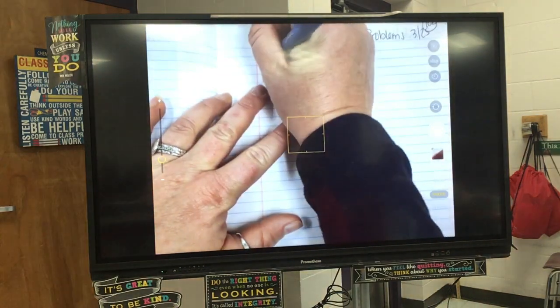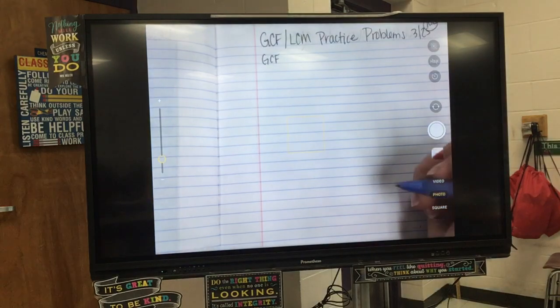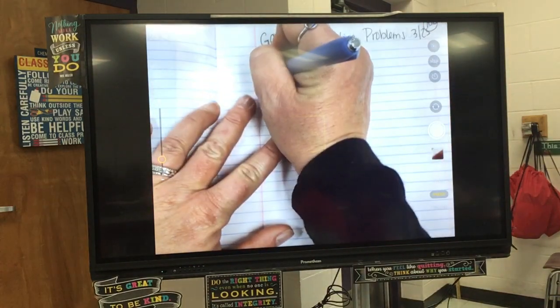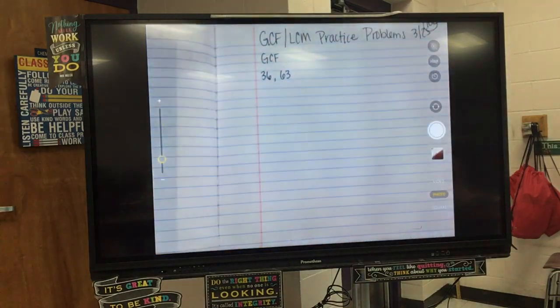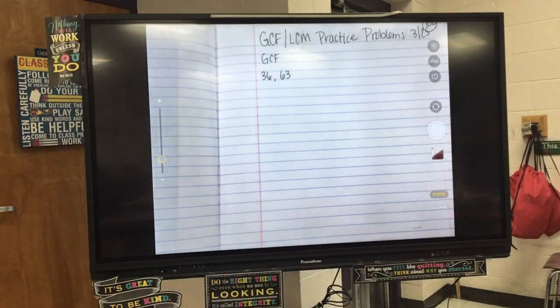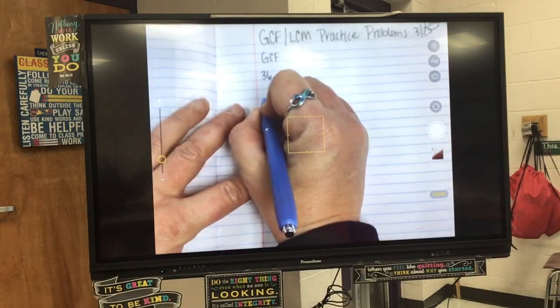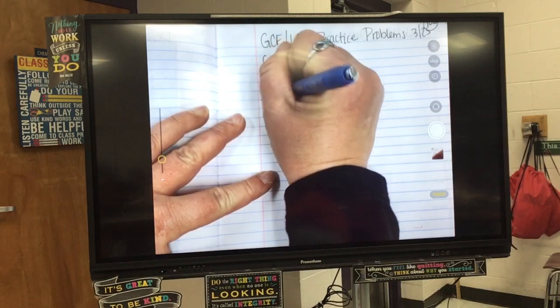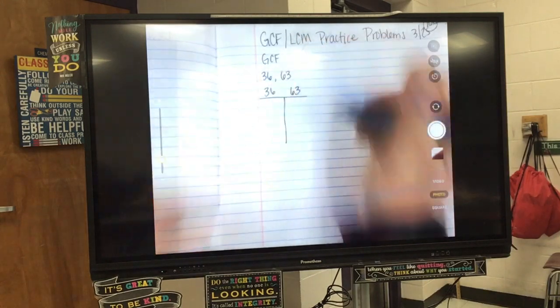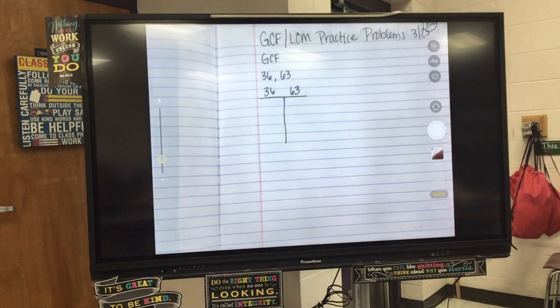So for your GCF one, you're finding the GCF of 36 and 63. So what is the process in which we need to set this up for finding the GCF of 36 and 63? You gotta take your large T. We'll put 36 on the left, 63 on the right. All right, so far so good.